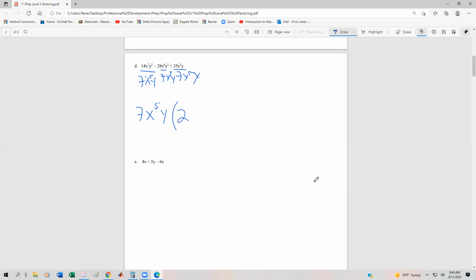14 divided by 7 is 2. 28 divided by 7 is going to be 4. And we carry down the negative. And then 35 divided by 7 is going to be 5. And then we just go ahead and subtract exponents, remembering that y has an exponent value of 1. And so 7 minus 5 is 2. And then y squared divided by y is going to be a single y. And then x6 divided by x cubed is going to be x cubed.